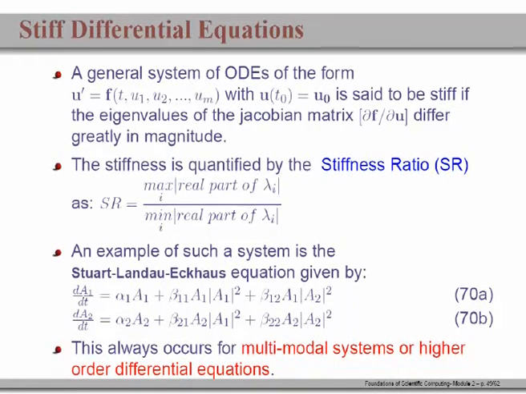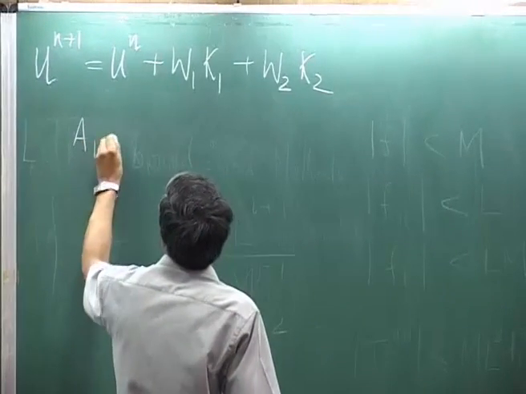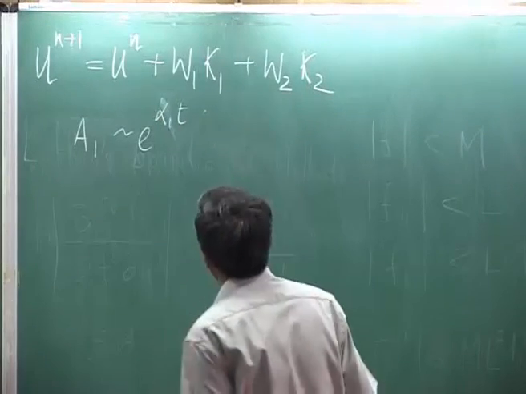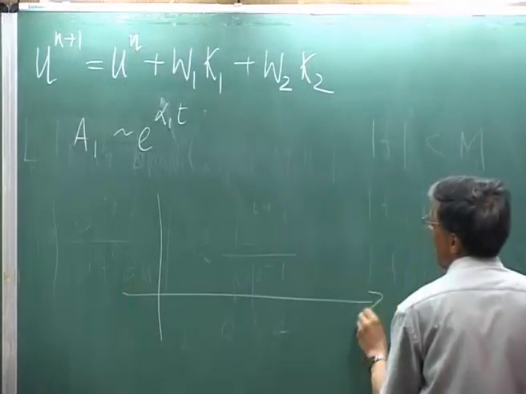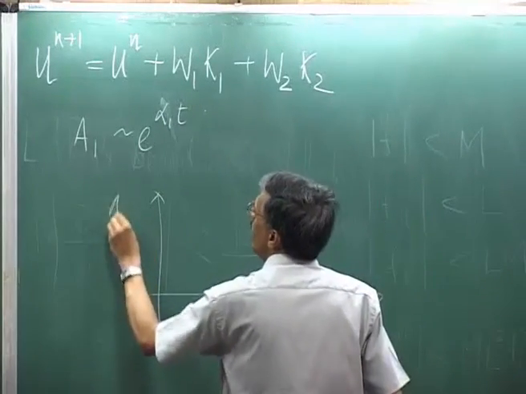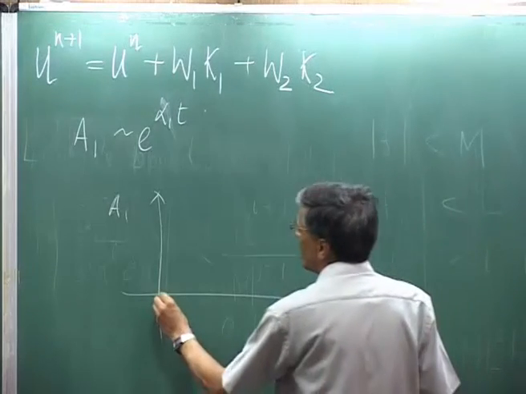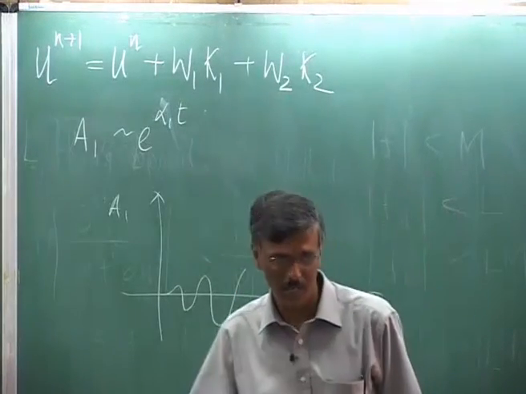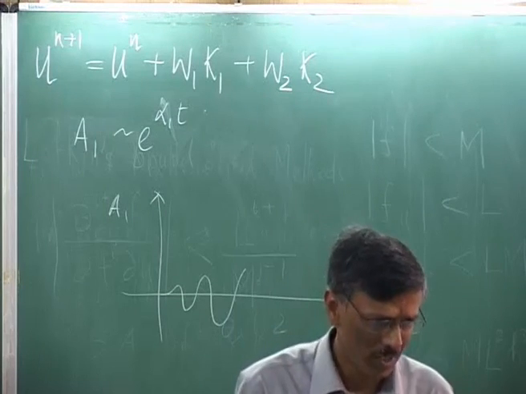So, this second term that you are seeing here and the third term here give rise to what is called a nonlinear saturation, because the first term that we are seeing tells us A1 goes as e to the power alpha 1 t. So, if I plot A1, then from a quiescent condition it will perhaps start growing exponentially. That is what it does if the real part of alpha 1 is positive.